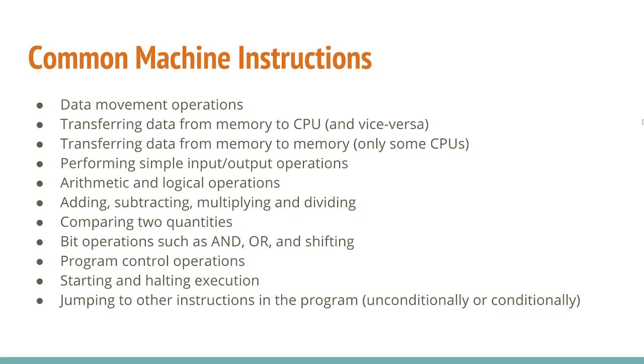Some common machine instructions that you hear about in any computer are things like this. Things like data movement operations. For example, moving data from one place in memory to another. Moving data back and forth between memory and the CPU. Performing simple input and output, and simple math operations. Take a moment to review this list before moving on.